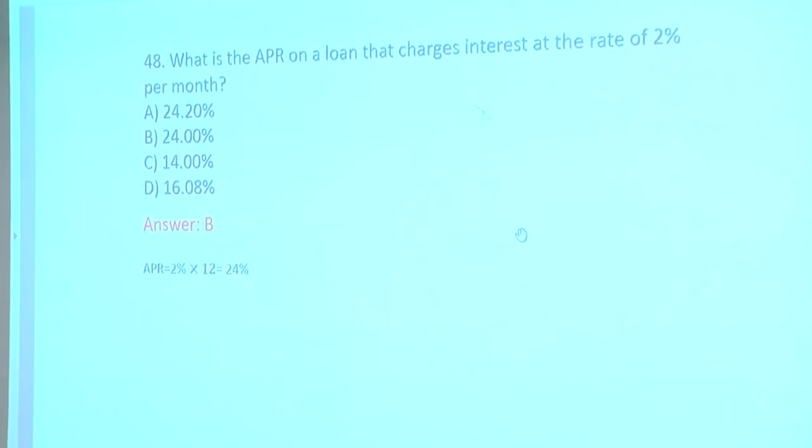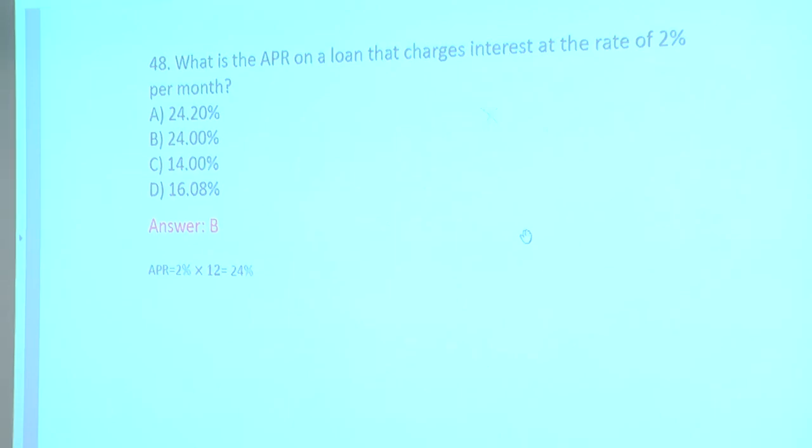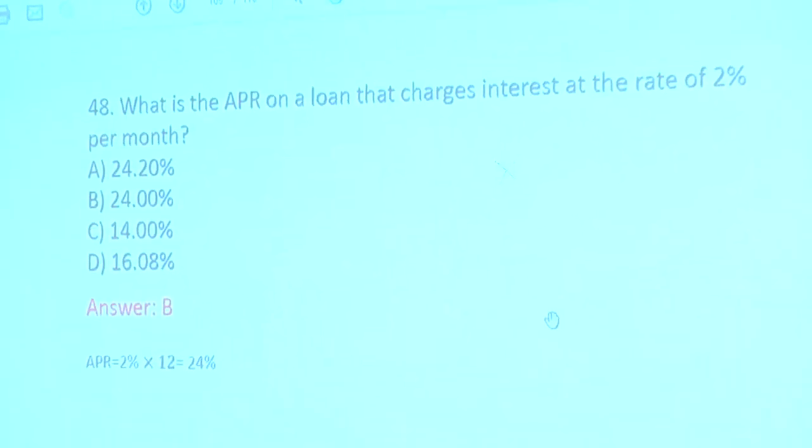Okay. So last part of this section. Okay, let's take 5 more minutes. What's the APR on a loan that charges interest rate at 2% per month? This is APR. This is simple interest. Okay, so it's 2% times 12, which is 24%. APR is simple interest. It's not compounded.